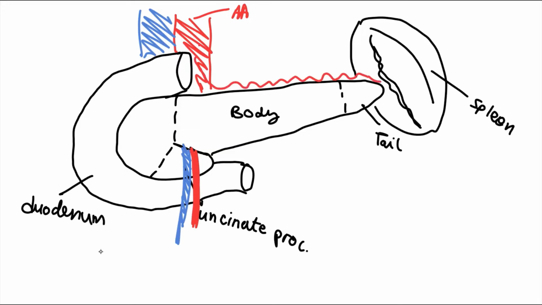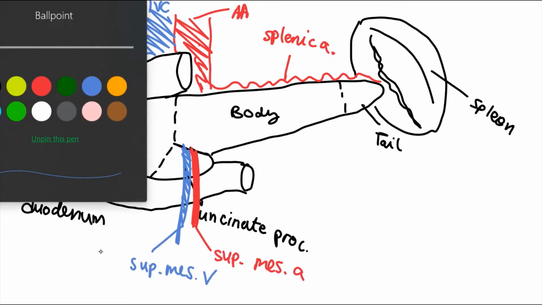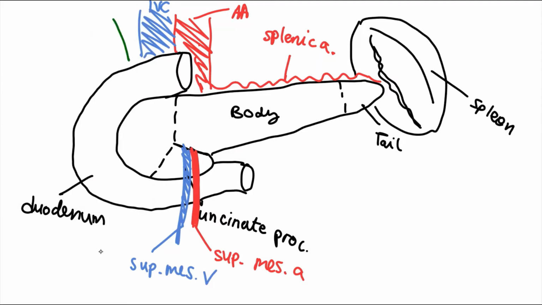We also have this artery that I just drew at the superior border of the pancreas, which is the splenic artery. And here I drew a green structure that is known as the bile duct.